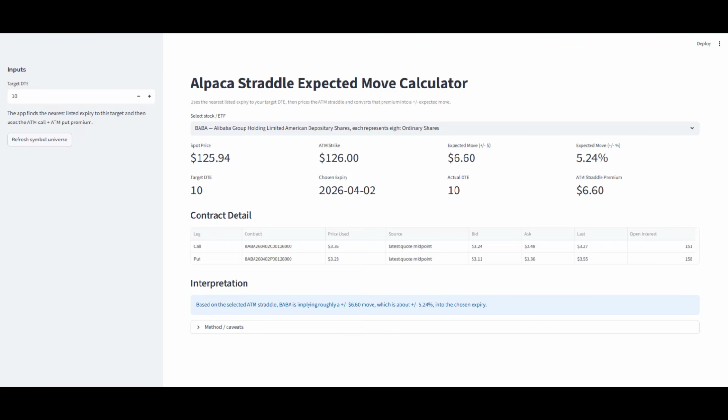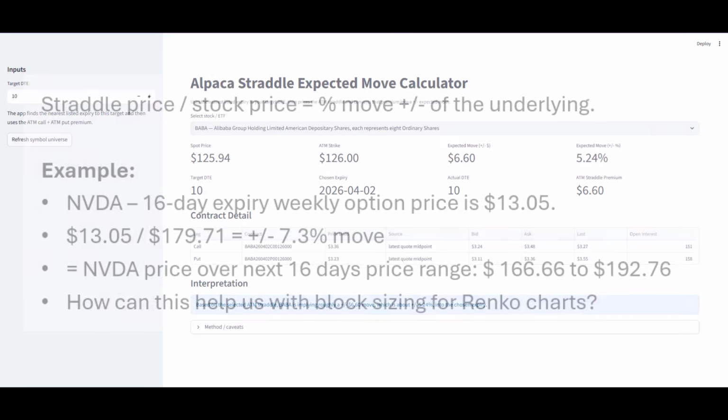I also use it for my Renko trading as well on the stocks and the options. I'm going to do a subsequent video to this all around how I use it to come up with the block size now for Renko charts trading these type of stocks. So many uses for it, but that's basically the secret behind it.